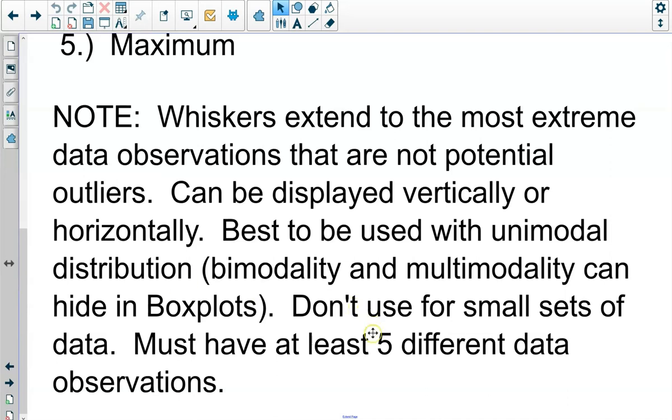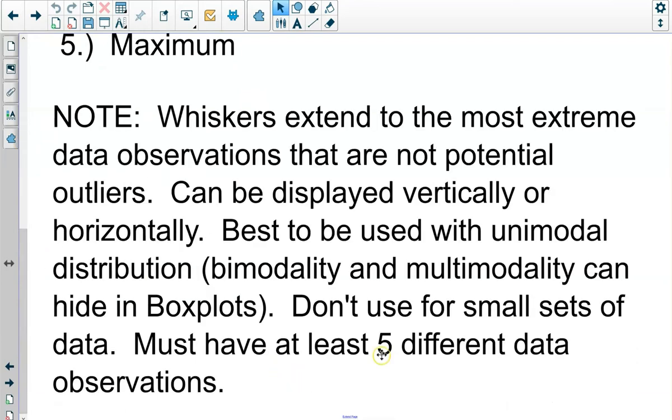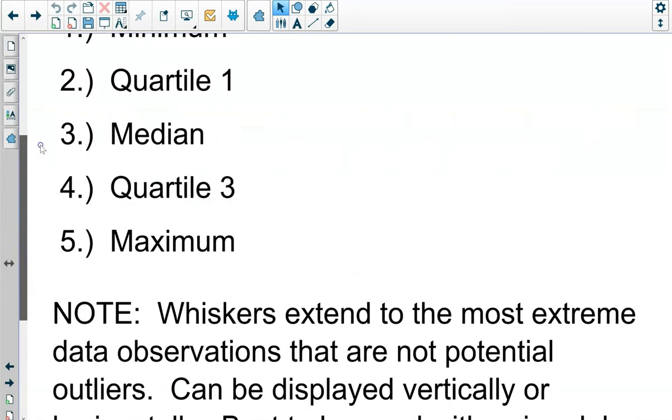Other things about the box plot: we do not use it for small sets of data because, again, we have to have a 5-number summary. That means each one of these should be different numbers. So that means you must have at least 5 different data observations. Okay, we do not draw a box plot unless our data has at least 5 different observations. It's super important. Anything less than 5, there's no point for a box and whisker plot because your 5-number summary will be really weird. Okay, trust me.